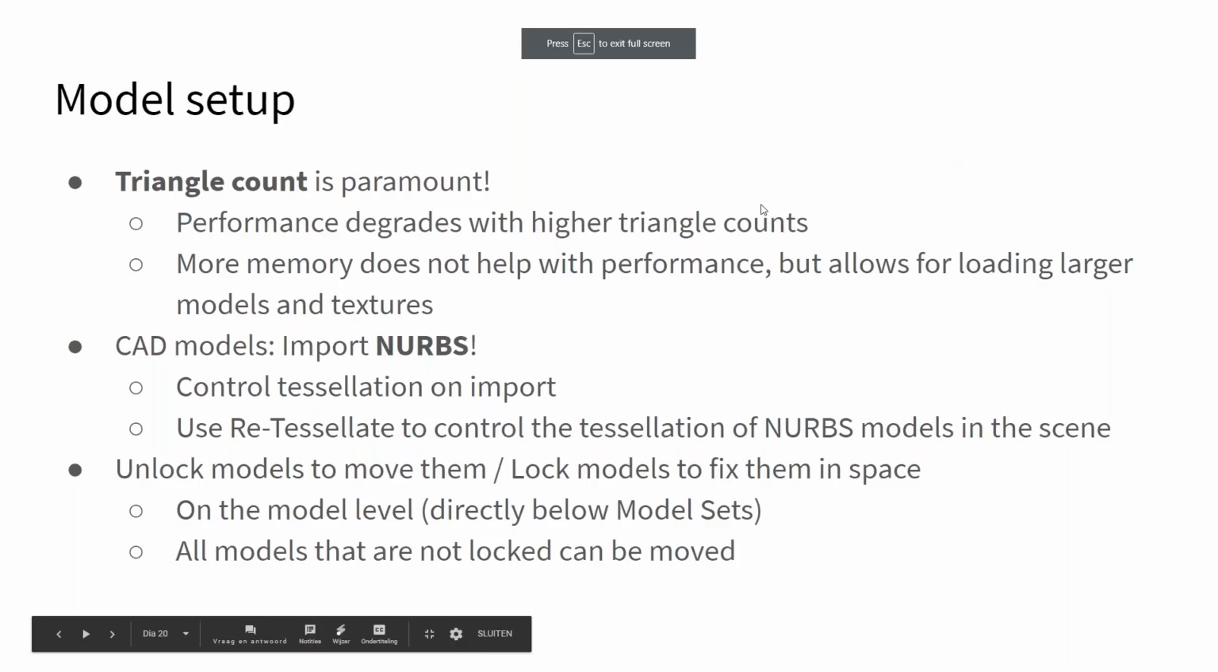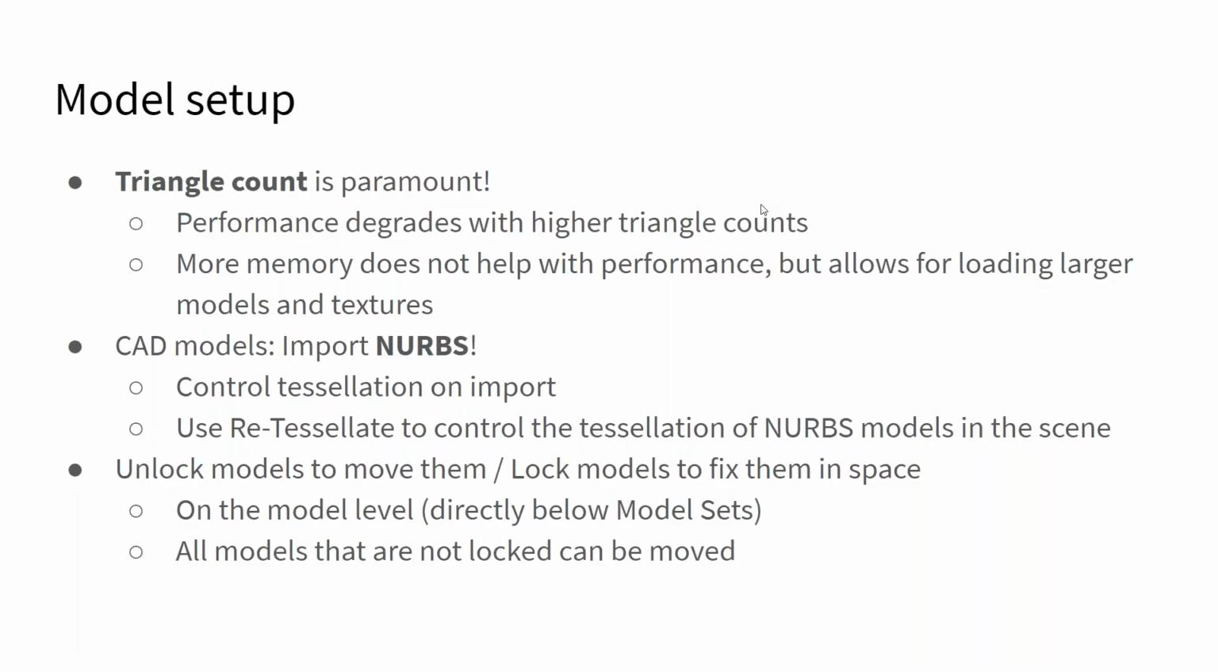If you have CAD models like step files, always import the NURBS version of it. Because you can control tessellation on import, if you include the NURBS data, then you can also retessellate inside KeyShot, so you have some control over the density of your meshes. Another important factor with models is the locking state of the top level models, the ones contained directly below the model sets. Unlocked models allow you to move them, and locked models will fix them in space always. But again, I will show this in demonstration.